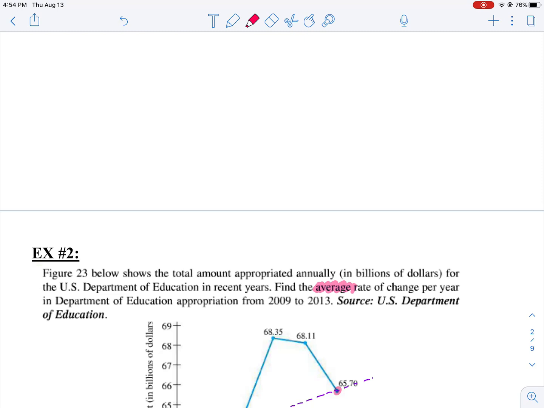Why don't you pause the video and try example number 2. Notice the key word, average rate of change. This time it gives you a graph instead of an equation, but you can still find the average, remember, by doing the slope between 2 points. Pause your video and then check your answers with mine.